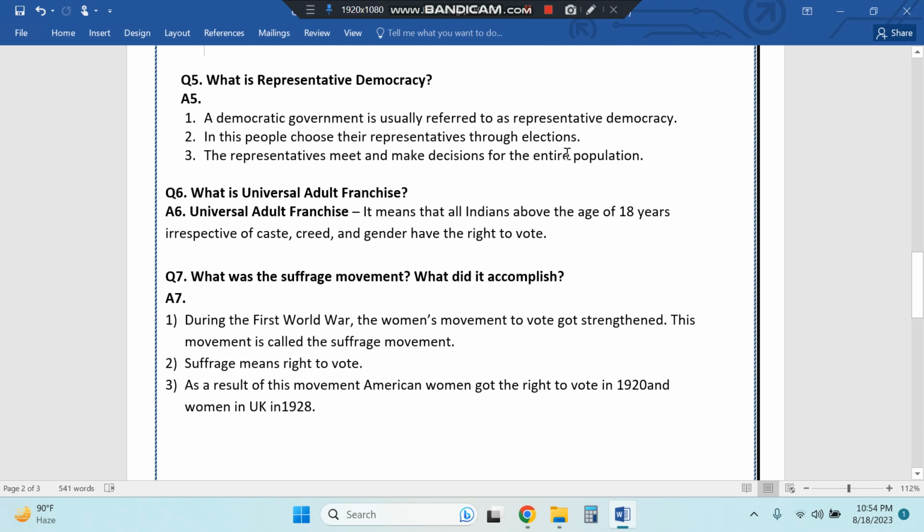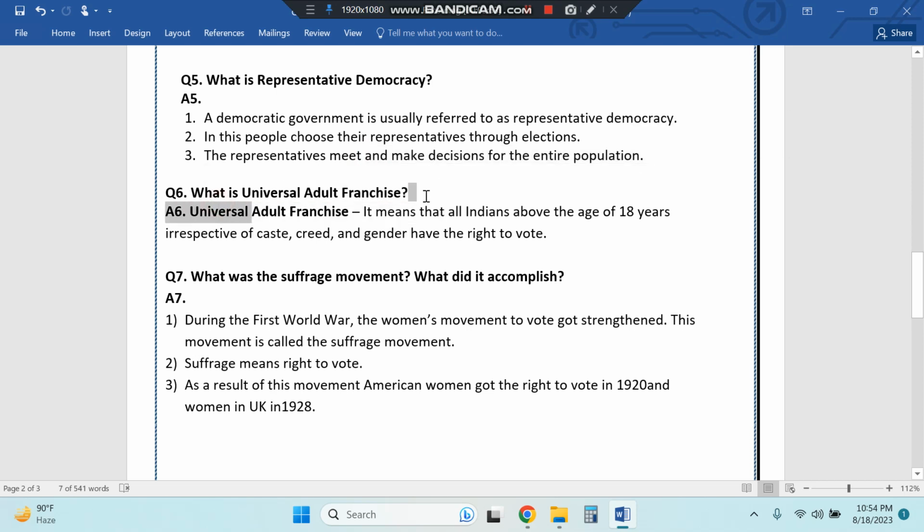Then, what is representative democracy? This is a similar question that we have done earlier. A democratic government is also called a representative democracy because here people choose their own representatives through elections. The leaders are the representatives, and they govern the country on behalf of the people. The representatives, that means the MPs and MLAs, meet and make decisions for the entire population.